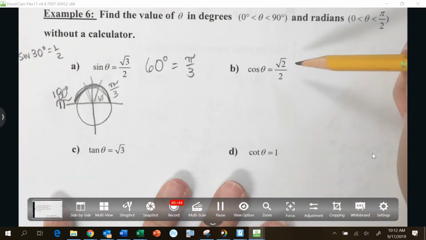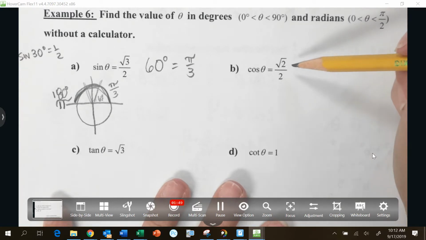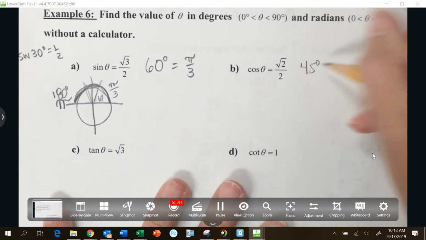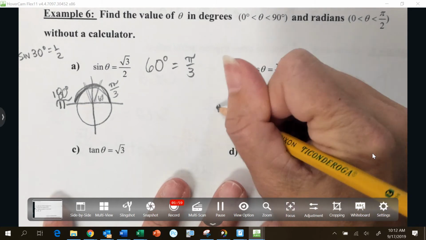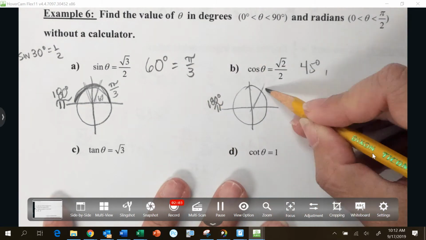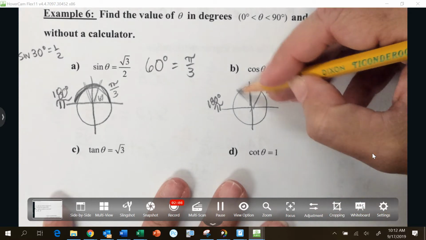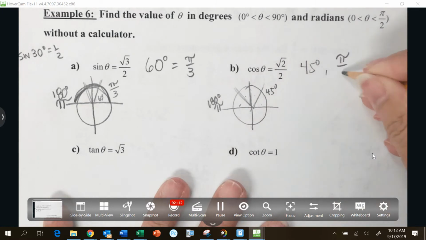Question B. I'm looking at cosine theta being radical 2 over 2. There's only one kind of triangle that has a radical 2 in it. What is it? 45. This has got to be 45. And then we think about it for radians. Here's pi, which is 180 degrees. We need 45. How many 45s fit into pi, or into 180 degrees? 4. So this is pi over 4. Pi divided by 4.